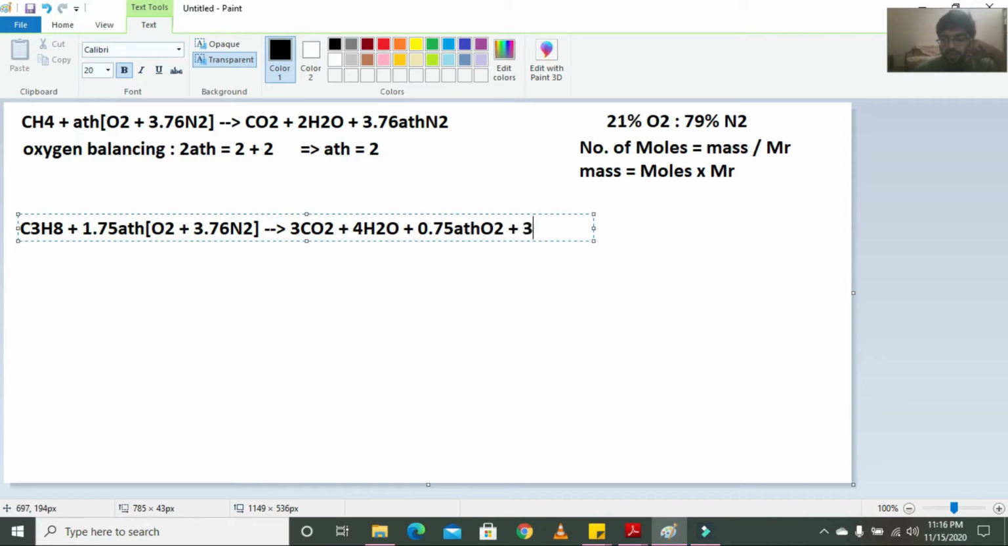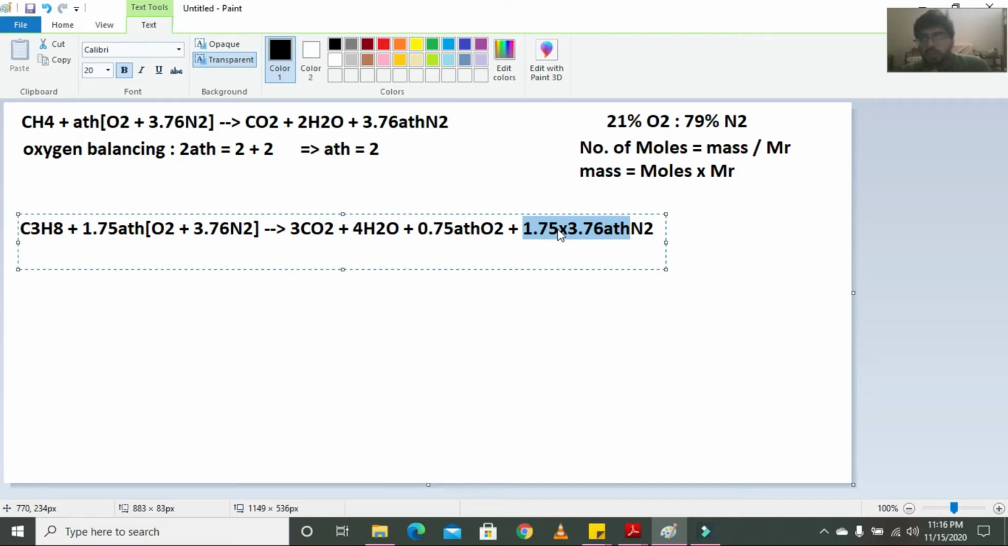Then again we will have the nitrogen part as well, but you will see that this 3.76 times ATH was for when we had the stoichiometric amount. When we have provided the excess air, I will also have to incorporate this 1.75 factor in determining the number of moles of the nitrogen as well.